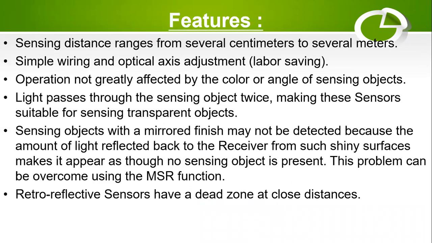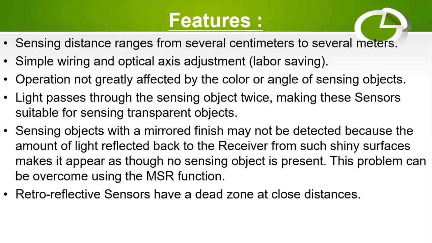Here we can see the diagram. Next, we can see the features. Sensing distance ranges from several centimeters to several meters. Simple wiring and optical axis adjustment, which is known as labor saving. Operation is not greatly affected by the color or angle of sensing objects. Light passes through the sensing object twice, making these sensors suitable for sensing transparent objects.